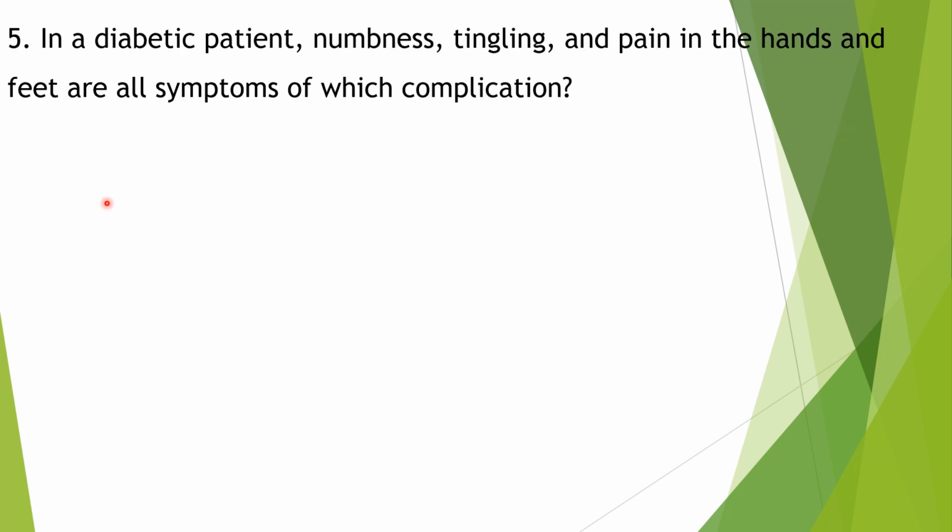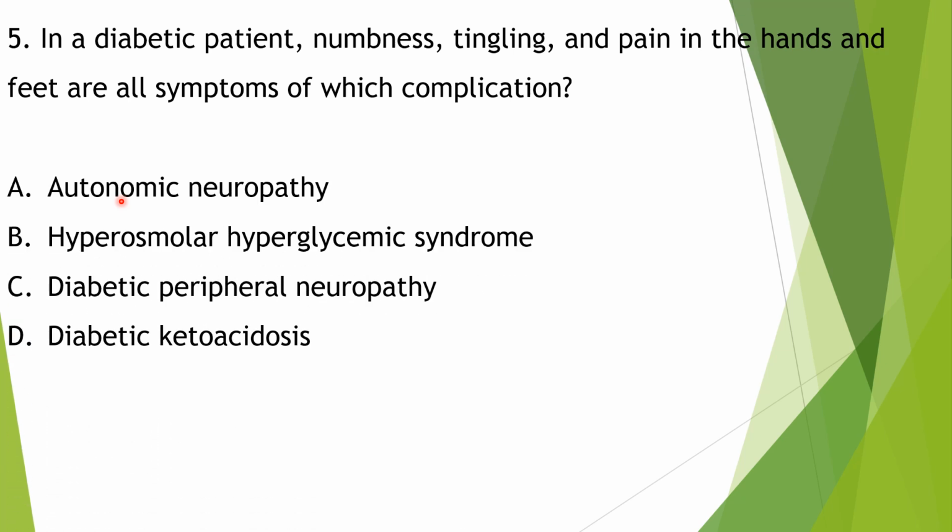In a diabetic patient, numbness, tingling and pain in the hands and feet are all symptoms of which complication? Autonomic neuropathy, hyperosmolar hyperglycemic syndrome, diabetic peripheral neuropathy, diabetic ketoacidosis. In a diabetic patient, numbness, tingling and pain in the hands and feet are symptoms of diabetic peripheral neuropathy. It results when the nerves to the feet and hands are damaged. Autonomic neuropathy results when there is damage to the nerves of the autonomic nervous system.